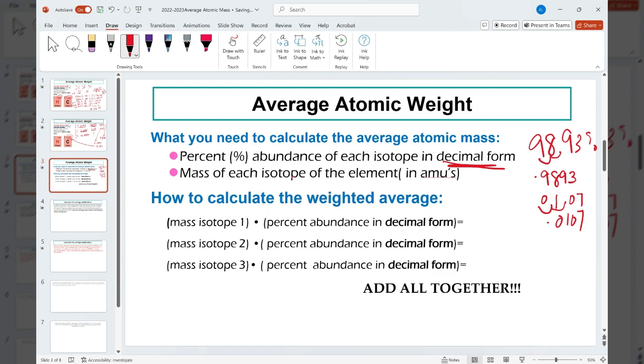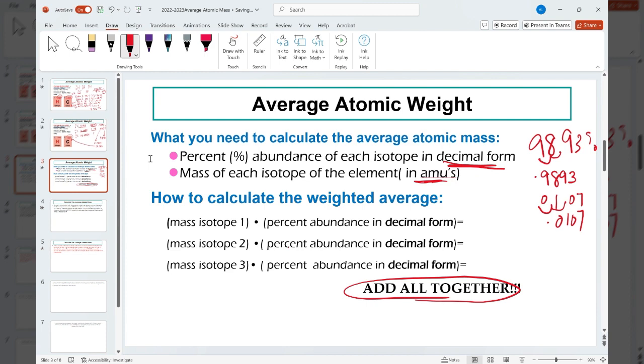You need to know the mass of each isotope of the element in atomic mass units. These will be given to you. What you'll have to do is change the percent into decimal form and then do some calculations. Just like I did before, you take the mass of isotope 1 and multiply it by the percent abundance in decimal form. Mass of isotope 2, multiply it by its percent abundance in decimal form. If you do have 3 isotopes, you take the mass of isotope 3, multiply it by its percent abundance, and you end up adding them all together.